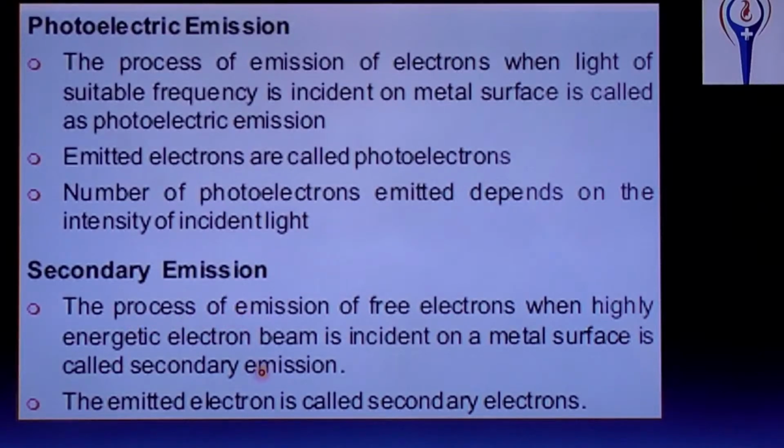Secondary emission: the process of emission of free electrons when a highly energetic electron beam is incident on a metal surface is called secondary emission. The emitted electrons are called secondary electrons.